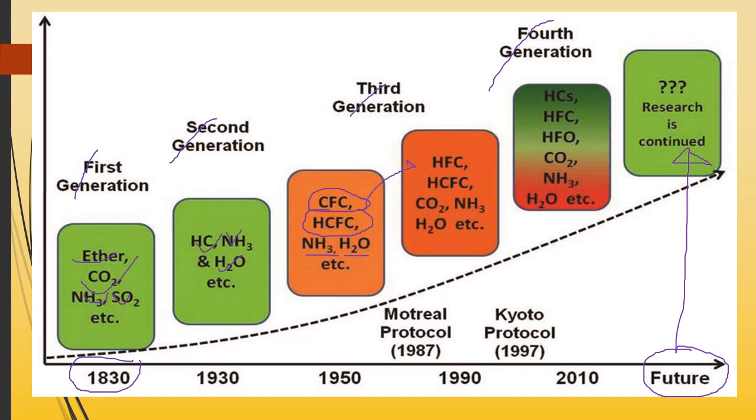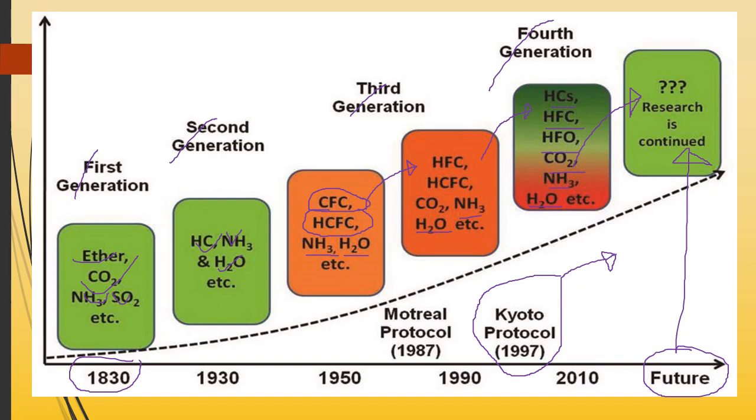From that we went with the new refrigerants, that is HFC, HCFC, CO2, NH3, or you can say we go again with NH3 and water, and from that we are moving to the latest fourth generation that includes hydrocarbon, HFC, HFO, CO2, NH3, H2O, and still the research is going on in the field of new refrigerants for the system which give the best COP and also minimize the greenhouse gas effect and do not damage the ozone layer.